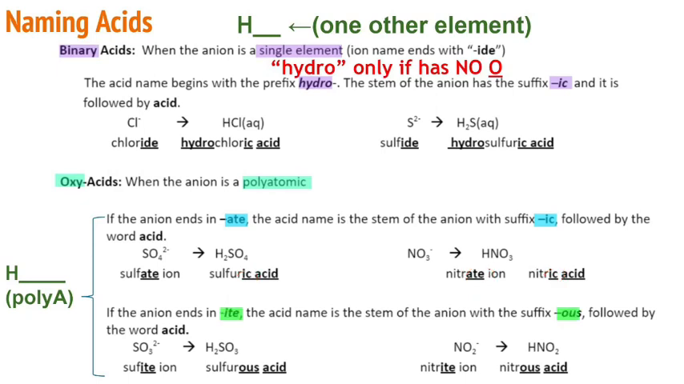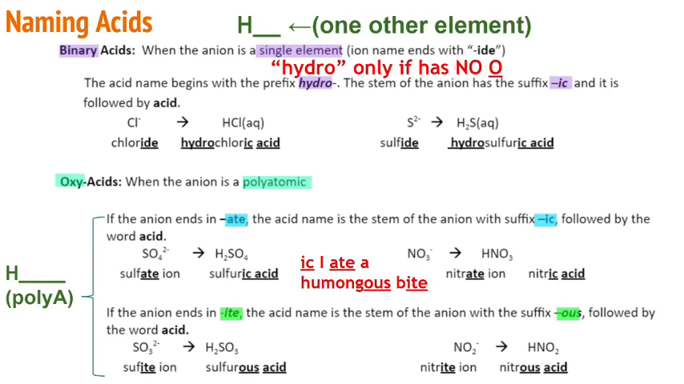The other type of polyatomics are the ones that end in ite. If the polyatomic's name ends in ite, then the acid name with that polyatomic is going to get changed to ous. So sulfite changes to sulfurous, nitrite, nitrous.